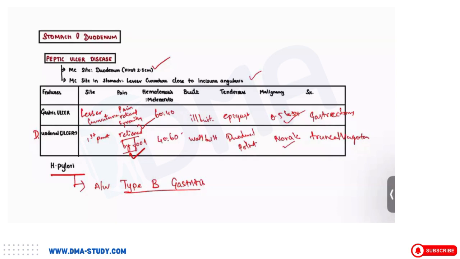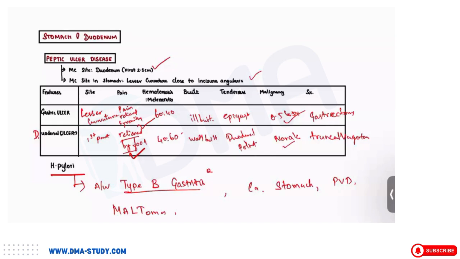Type B gastritis is associated with H. pylori. Classic MCQ. Okay, apart from that, H. pylori is associated with cancer stomach, peptic ulcer disease, as we see. Apart from that, H. pylori is associated with MALToma and non-ulcer dyspepsia, but that is not necessary. Three things: type B gastritis, cancer stomach, PUD.